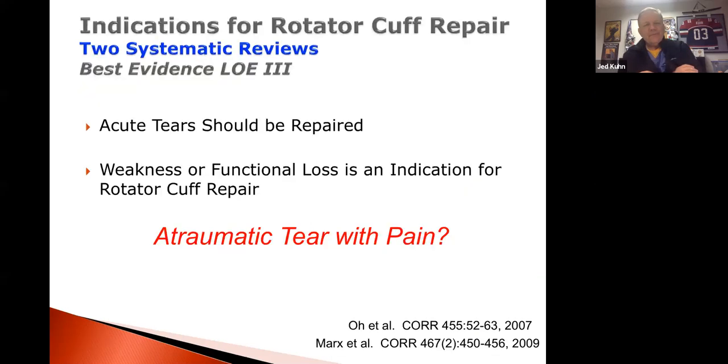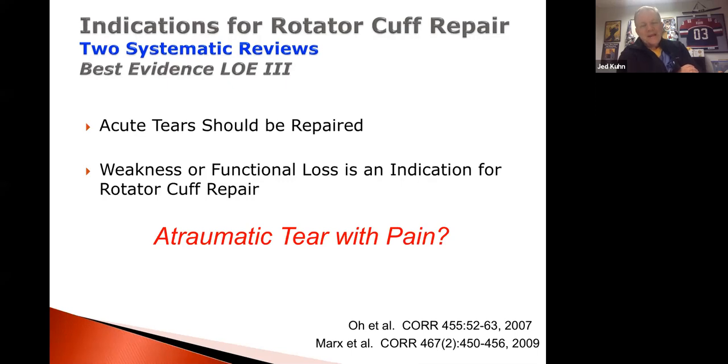Next slide. If you try to go to the literature, there are 2 systematic reviews that have been done. It's not great evidence, it's level 3, but in general, when they look at the data that's out there in the literature, these authors came up with the recommendations that acute tears probably should be repaired, and that weakness or functional loss was a good indication for cuff repair, because people with that whose cuffs heal do better.